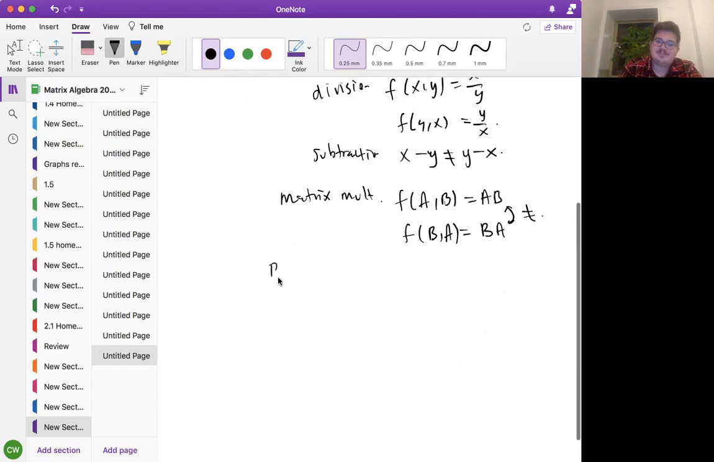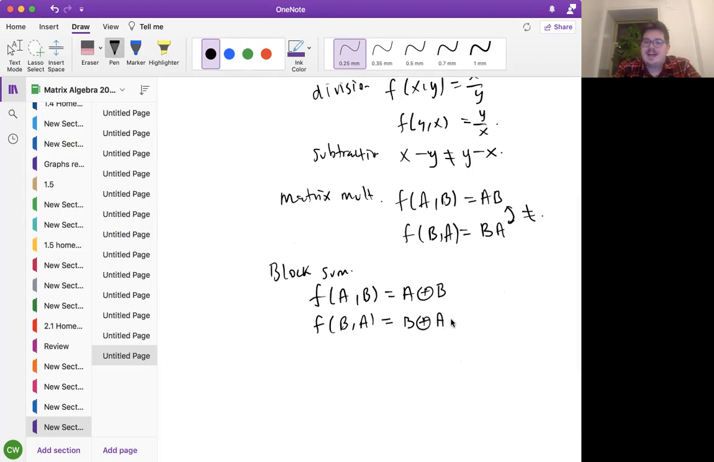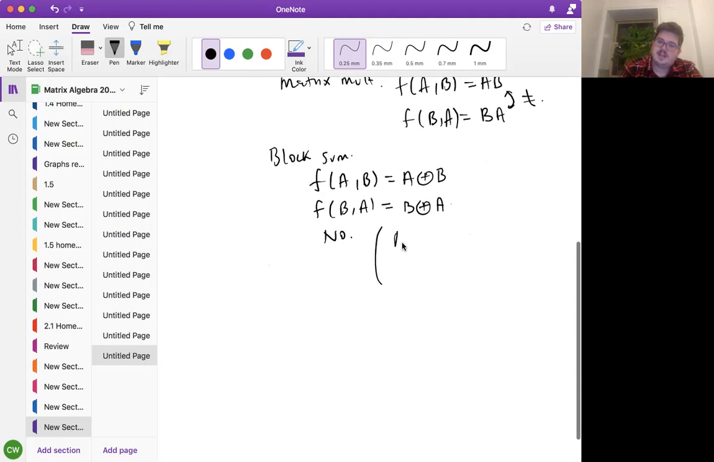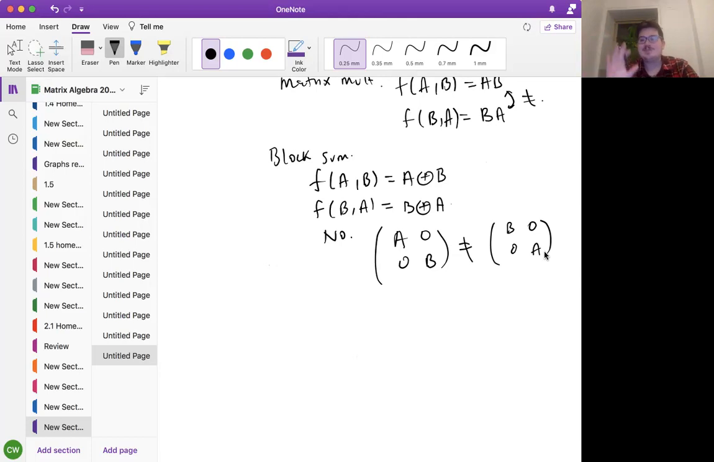Okay, how about block sum? You can say the answer. Is that commutative? No. Right, because you have the block matrix A, 0, 0, B, which is not equal to B, 0, 0, A. So you said it was commutative. You can change your mind now, before it's due.